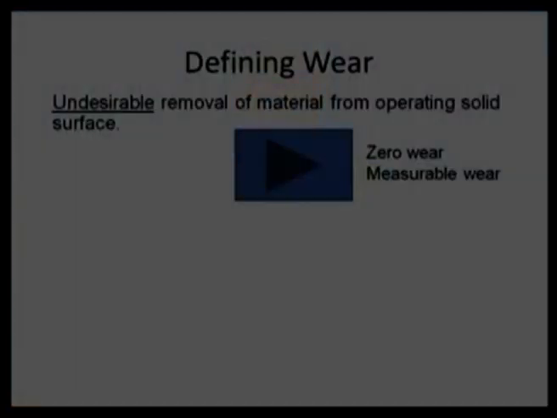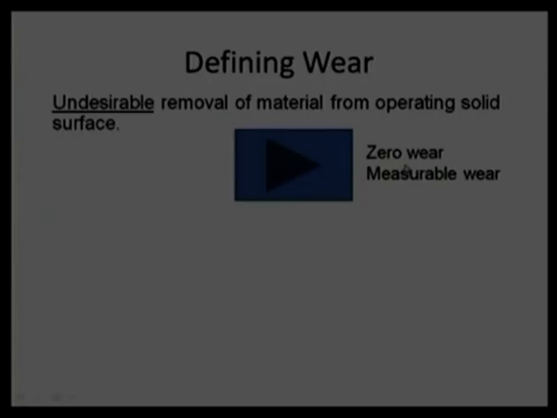So, to understand all this, let us start with the lecture on wear and a definition. Wear is the undesirable removal of material from an operating solid surface. I use the word undesirable, keeping in mind that there are two definitions. One is known as zero wear, the other one is measurable wear.